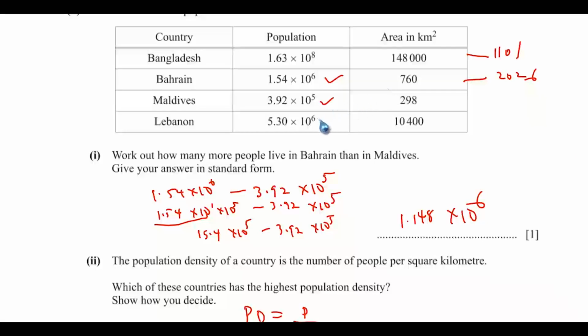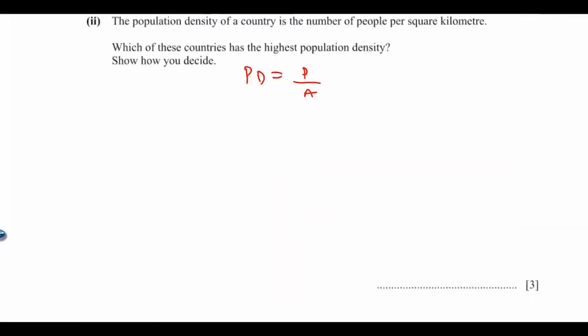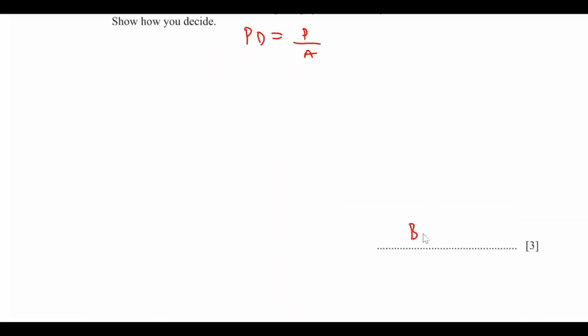For Maldives, it will be 3.92 times 10 to the power of 5 divided by 298. If you do this, you should get 1315. And for Lebanon, it will be 5.30 times 10 to the power of 6 divided by 10,400. If you do that, you should get 510. You can see that Bahrain has the highest population density. So you can come here and just write Bahrain.